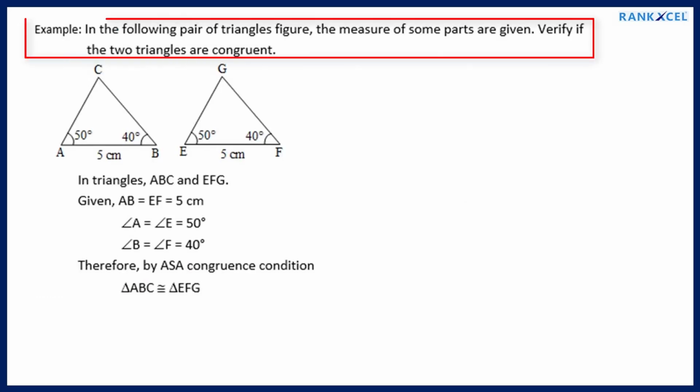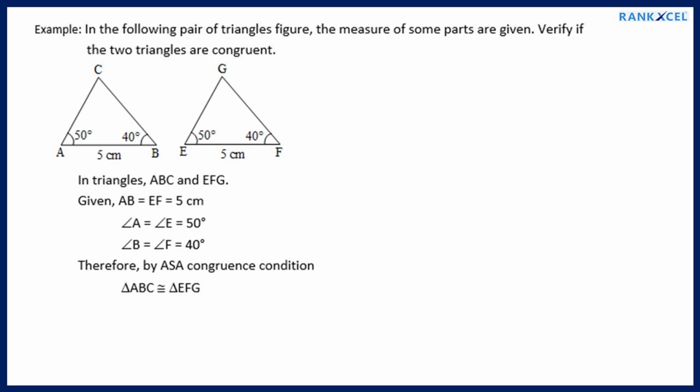Example. In the following pair of triangles, the measures of some parts are given. Verify if the two triangles are congruent. In triangles ABC and EFG, given AB equals EF equals 5 centimeters, angle A equals angle E equals 50 degrees, angle B equals angle F equals 40 degrees. Therefore, by the ASA congruence condition, triangle ABC is congruent to triangle EFG.